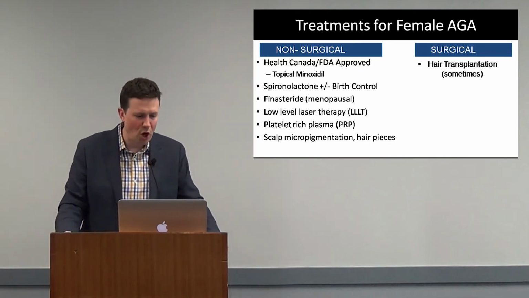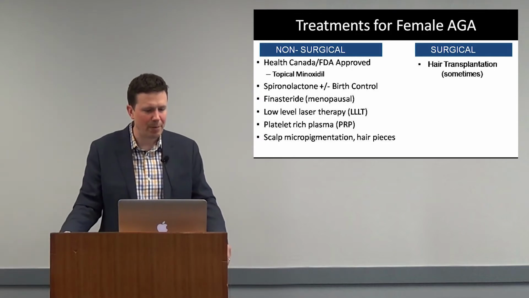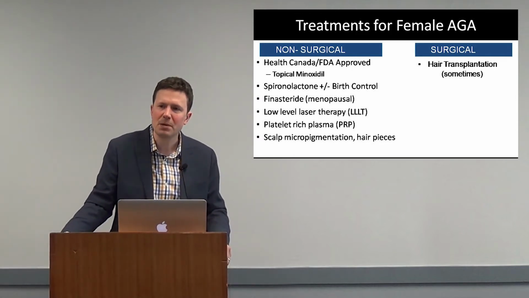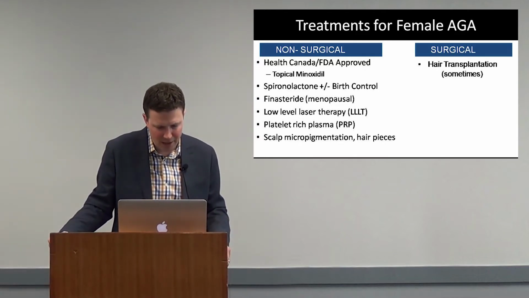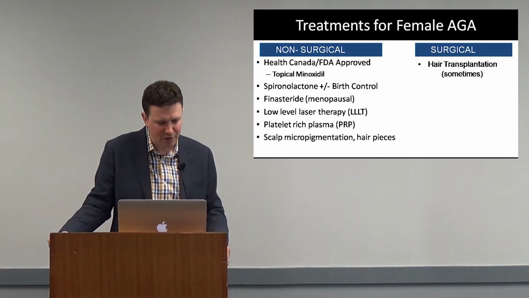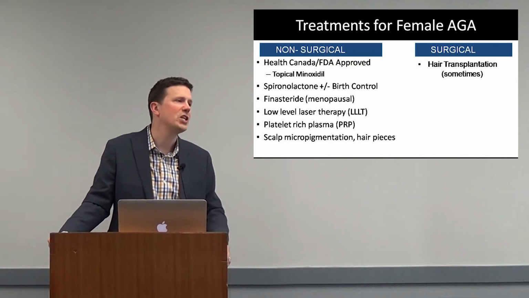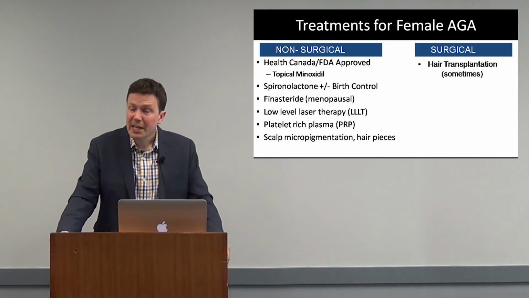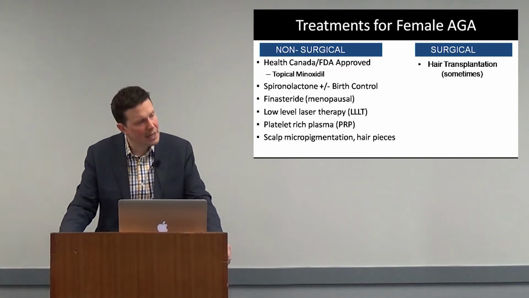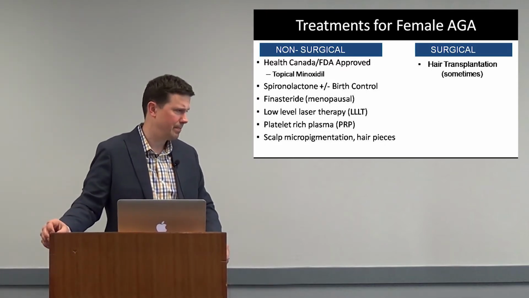Low-level laser is also an option for treating female pattern hair loss, as is platelet-rich plasma. The use and benefit of these treatments is very similar in male androgenetic alopecia as well as female. Scalp micropigmentation and hair pieces are also an option for women. I'd like you to be aware that hair transplantation is less commonly an option for women.